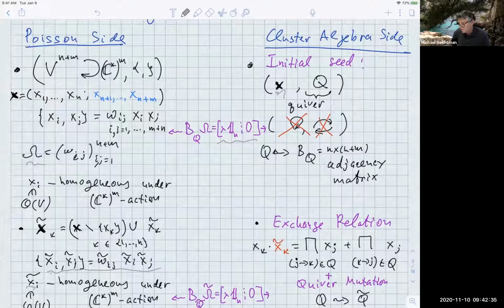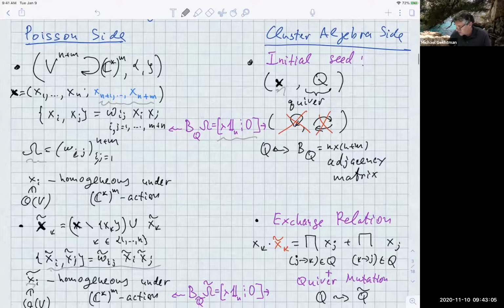And you may wonder why this adjacency matrix is not square. It's rectangular, and the reason is that I'm going to ignore adjacencies between frozen variables. So in our quivers there will be no arrows between frozen variables. All right, so that's how I define the quiver.